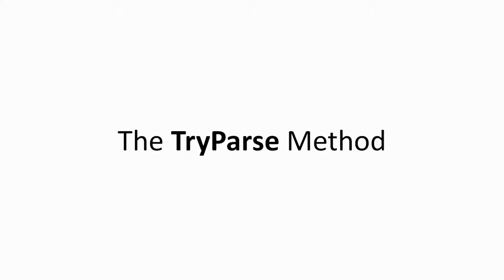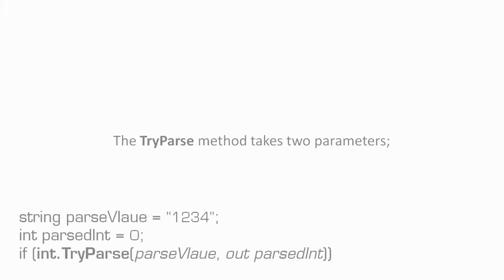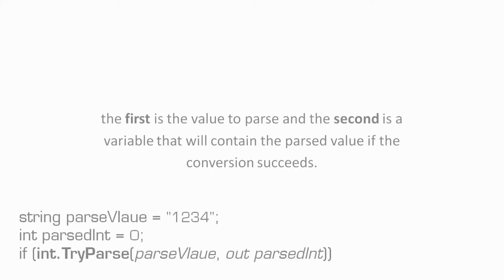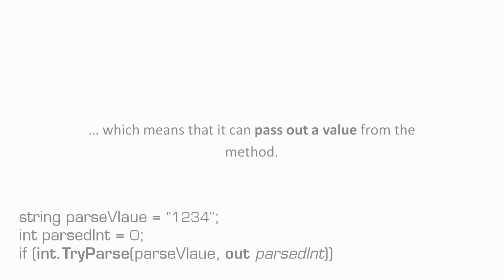The TryParse method. You can use the TryParse method on the data type to see if conversion is possible. The method takes two parameters. The first is the value to parse, and the second is a variable that will contain the parsed value if the conversion succeeds. The second parameter must be passed in as an out parameter, which means that it can pass out a value from the method.